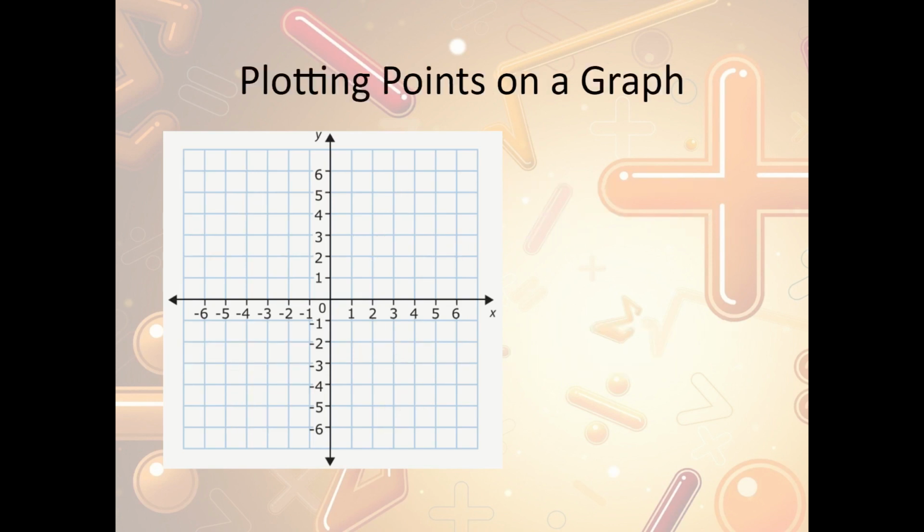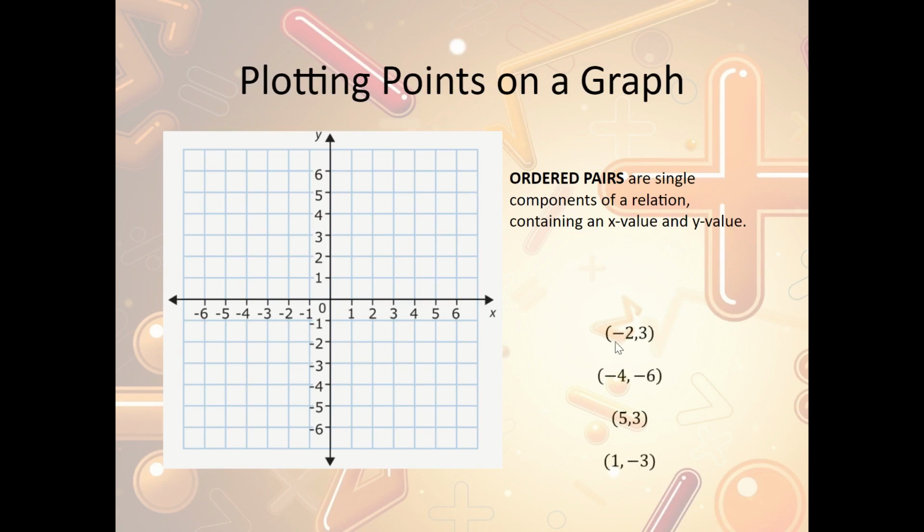Now, how do we plot points on the graph? Well, first of all, we're given ordered pairs. Ordered pairs are single components of a relation containing an x value and a y value. So what that means is we're given an x and a y. For instance, this is an ordered pair: -2, 3. The way this works is my x goes first and then my y. If you have trouble remembering that, just remember that they go in alphabetical order. So x, then y.